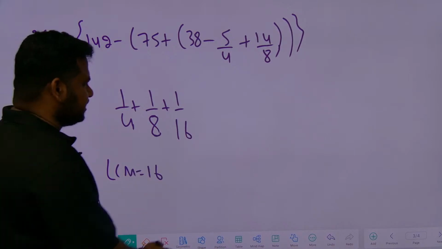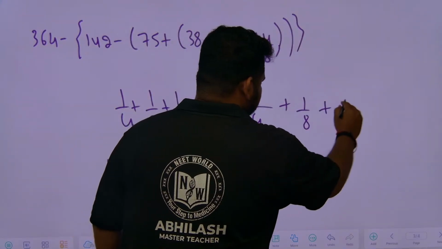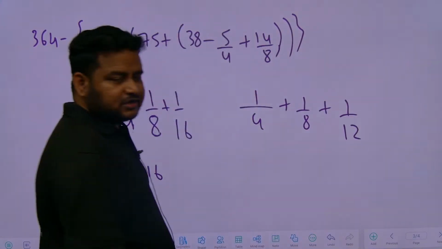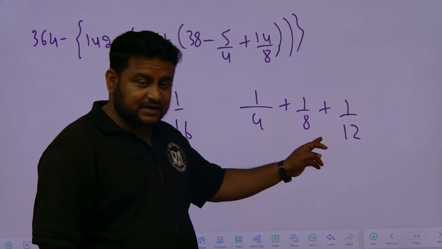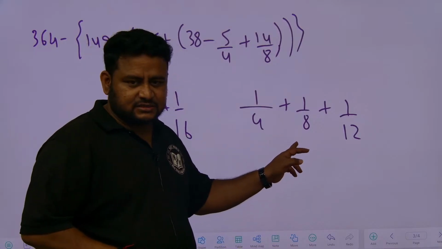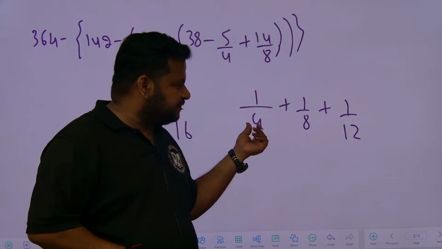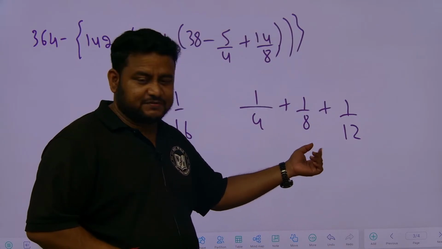Now let us take another example. 1 by 4 plus 1 by 8 plus 1 by 12. Which is the bigger number? 12. Will 4 divide 12? Yes. But will 8 divide 12? No. It will not divide. Will 4 divide 8? Yes. Now the LCM is not between 4, 8, 12, because 4 will divide 8 also, and 4 will divide 12 also. You have to find the LCM between 8 and 12.